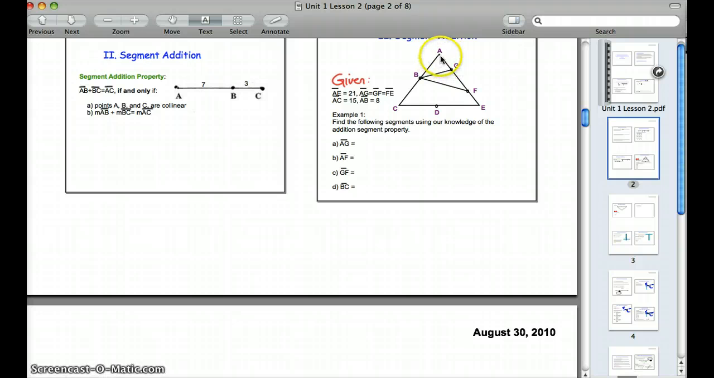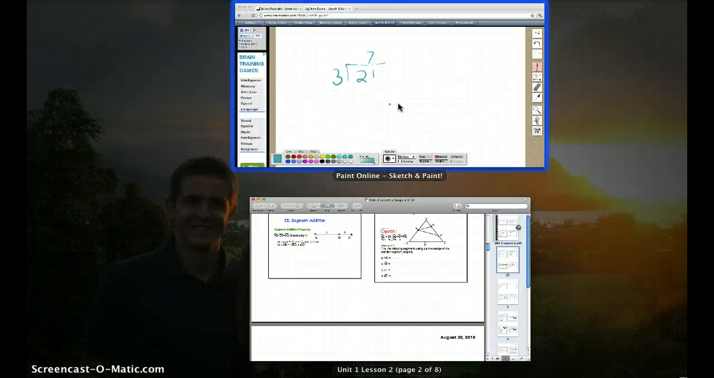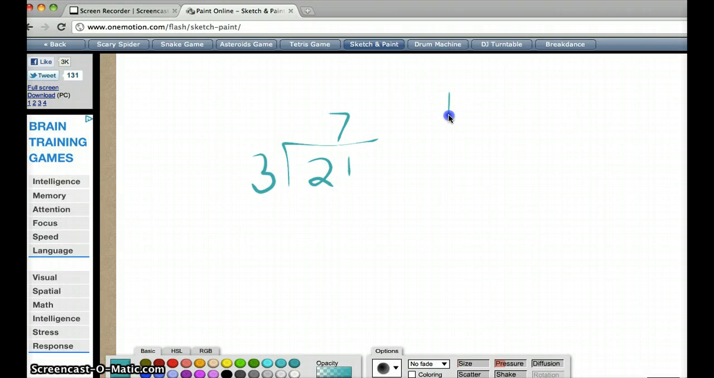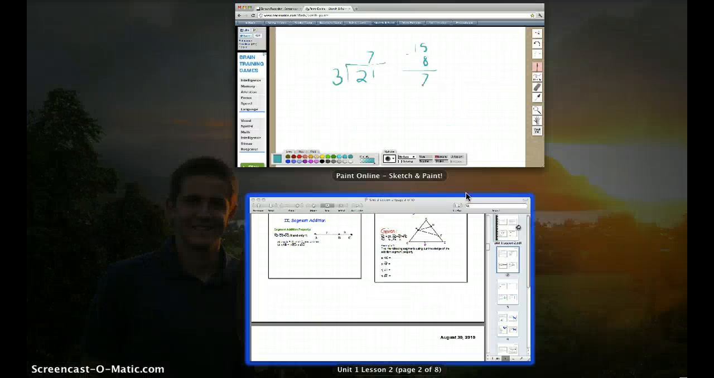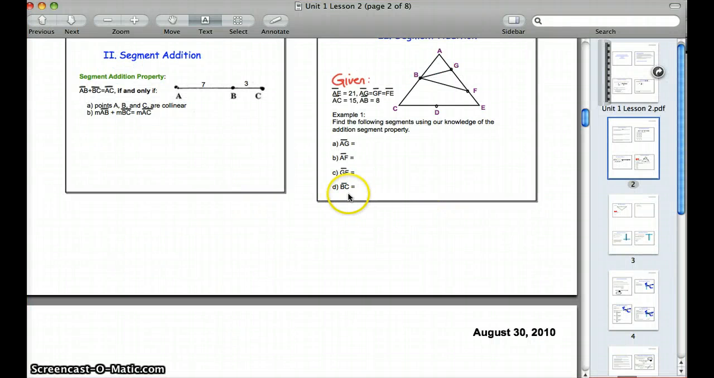So let's look here. A and C, the whole line equals 15. And if AB is 8, well then all we have to do is say, all right, so A and C, the entire thing is 15. If this is 8, then 15 minus 8 has to equal BC. So let's do that. 15 minus 8 is 7. So line BC has to equal 7.